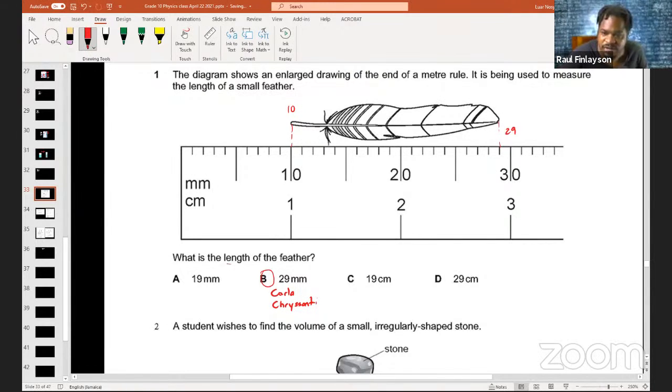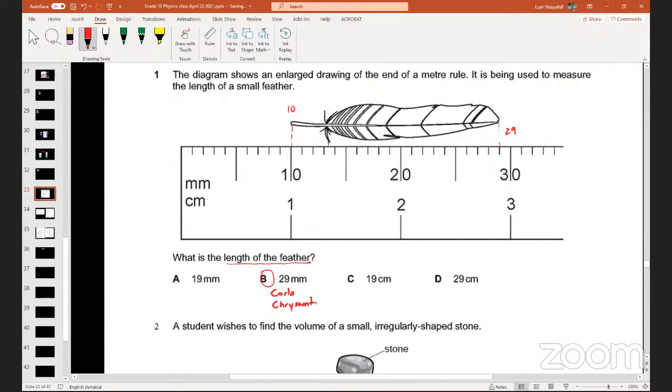The question is, what is the length of the feather? So the feather is placed against the ruler, and one end of the feather is at 10, the other end is at 29. And you're saying that the length of the feather is 29? That's what you're both saying. 19.